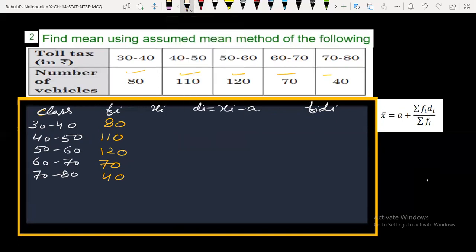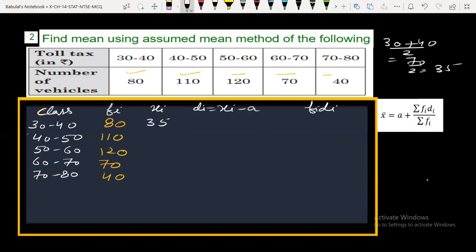Class mark I have already told you. What do we do for class mark? Lower limit plus upper limit divided by 2. So 30 is the lower limit, 40 is upper limit of the first class, divided by 2. That is 70 divided by 2. This is 35. So you write here 35.